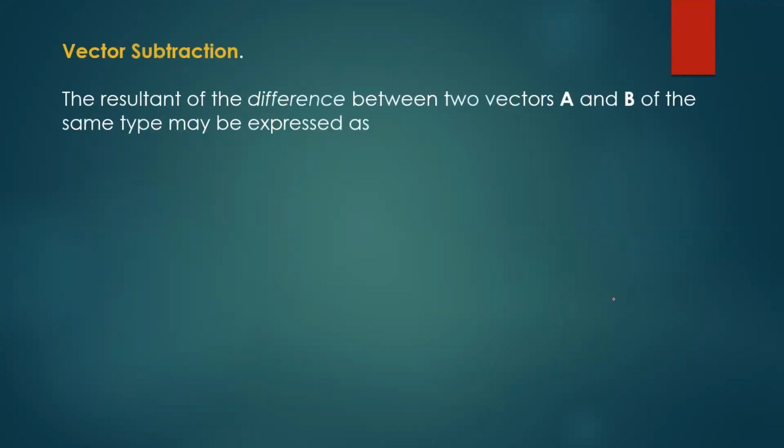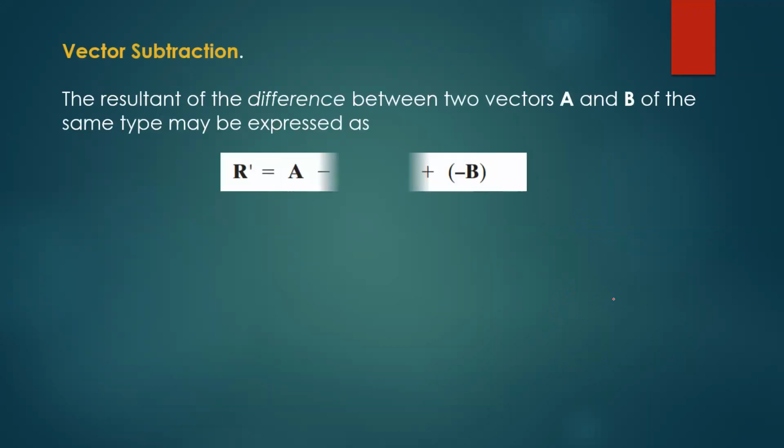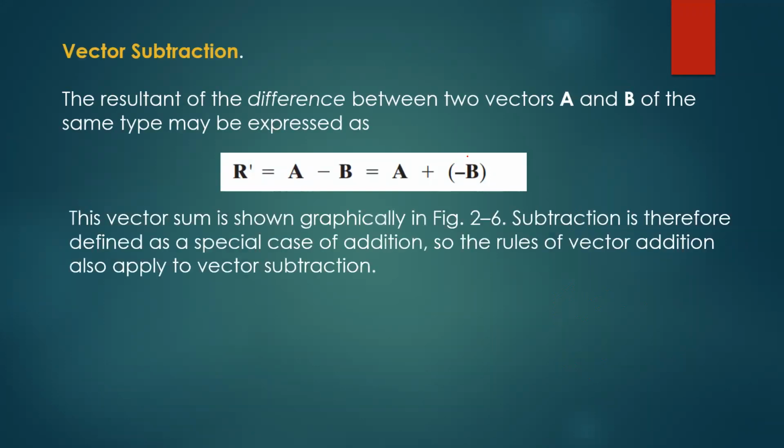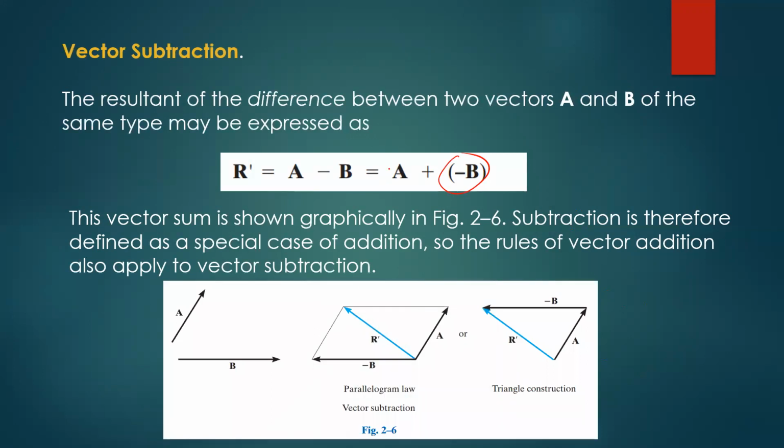So all these things are simple. Then vector subtraction, I've talked about this. When you have a vector that is in the negative direction, you simply have to add a negative in front of it. So this is what I was just talking about.